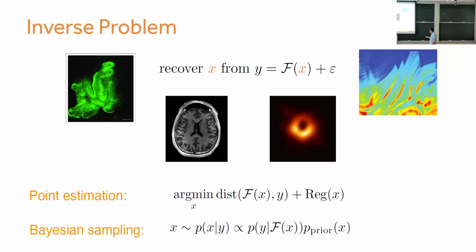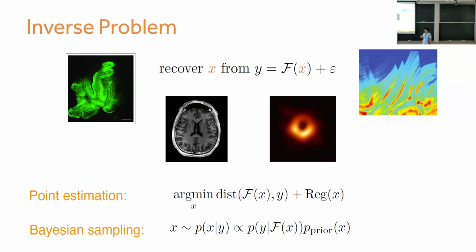Typically there are two formulations for inverse problems. One is point estimation. You want to find a single best possible x through certain optimization problems. The objective consists of two terms. First is the fidelity error, which measures the distance between the real measurement and the inferred measurement from your x. And the second term is just a regularization term.